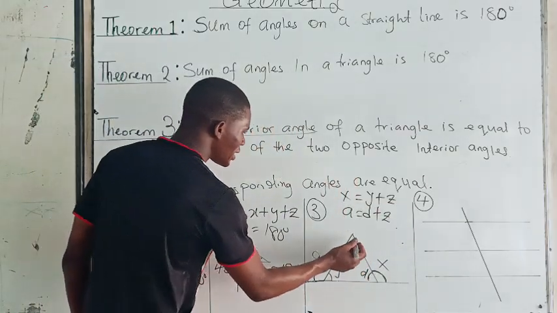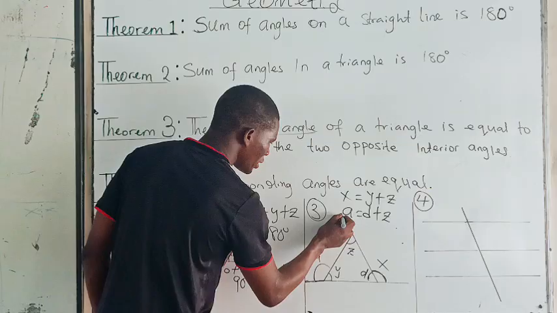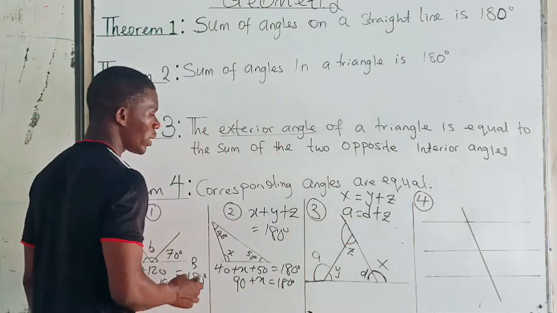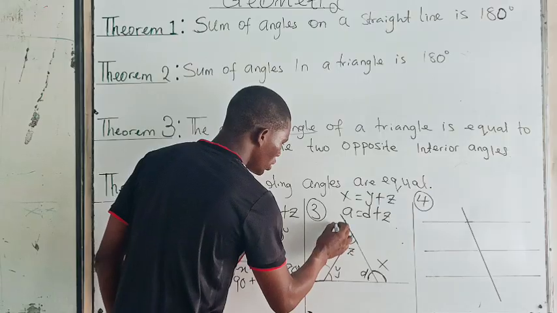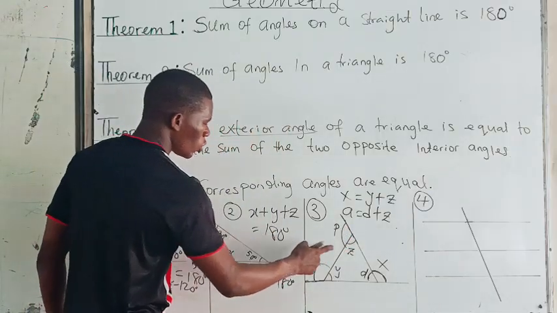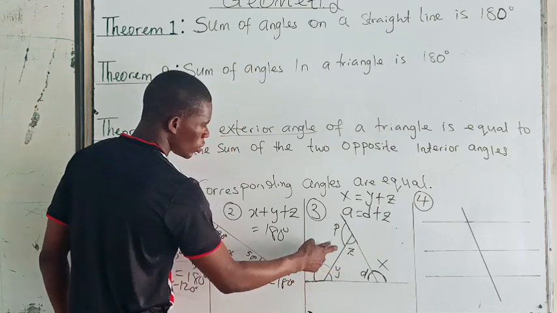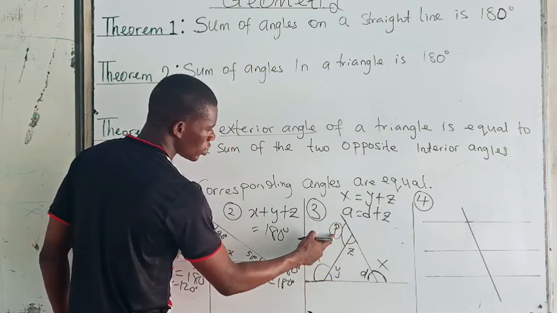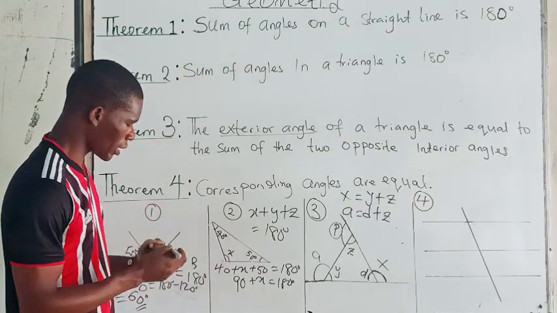So if I also extend this line, let's have an exterior angle here. Let me call this one angle P, right? Now, I want you to tell me in the comment section which angle will be the opposite interior to P. So I want you to leave that in the comment section, right?